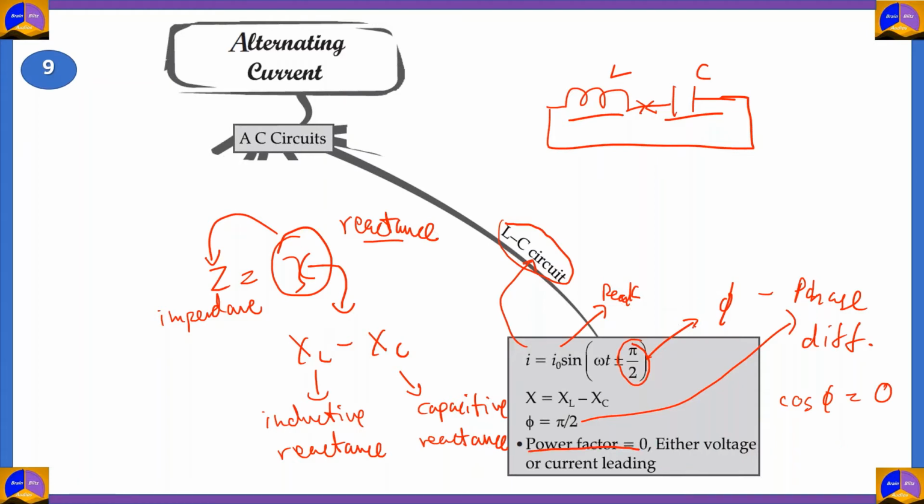So we have two cases here. Either the voltage can lead the current or the current can lead the voltage. And that's the reason why we have plus or minus in the formula, because both cases can occur.